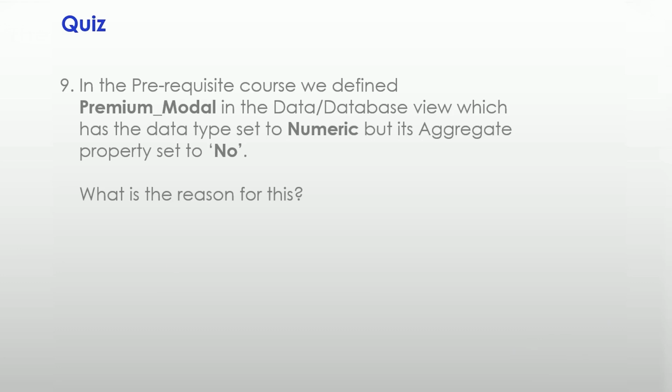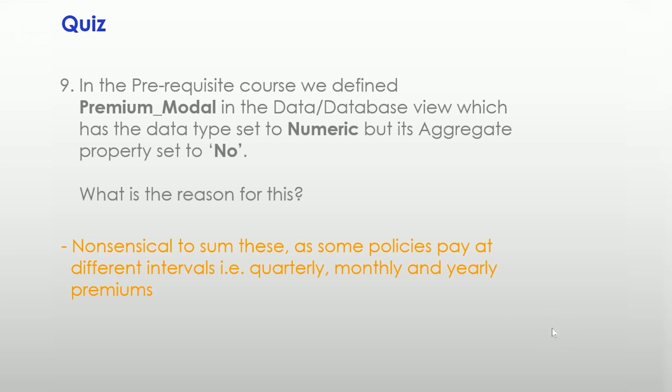Question number 9. In the prerequisite course, we defined premium modal in the data view, which has the data type set to numeric, but its aggregate property set to no. What is the reason for this? The reason for setting the aggregates property for this variable to no is that it is nonsensical to sum premium modals for different data records, as some policies may pay premiums at different intervals, like monthly or yearly.